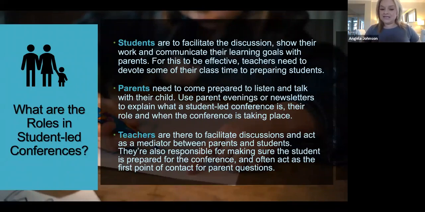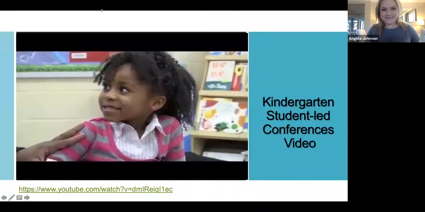And then third, the teachers, what are their roles, right? So we're there to facilitate the discussions and act as a mediator between parents and students. They're also responsible for making sure the student is prepared for the conference, and often act as the first point of contact for parents for parent questions. All right? Easy peasy, lemon squeezy.